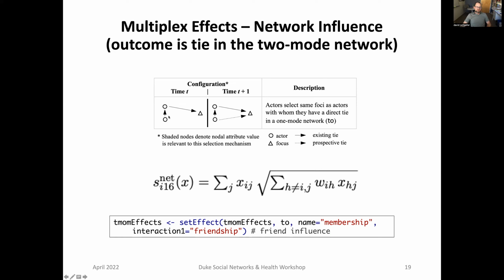What we're talking about is a situation where at time 1 in our one mode network, we have 2 actors who are connected. One actor belongs to a foci, and then at time 2, the other actor joins that same foci. Okay, and so we model that with this effect here.